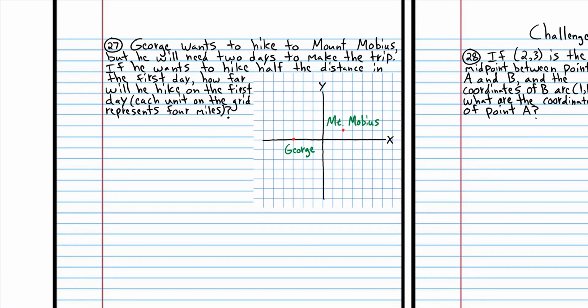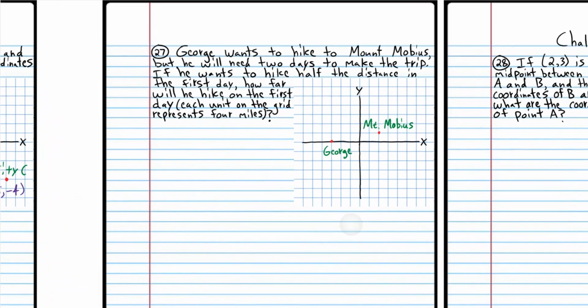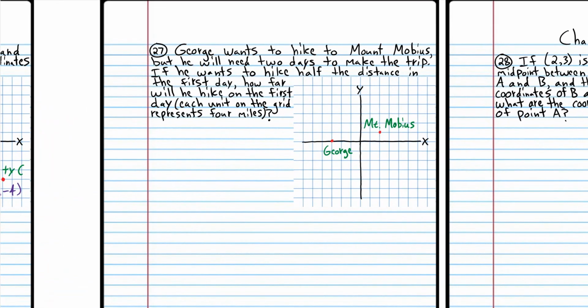This is just a short problem here, kind of a variation of the problems that we've done. George wants to hike to Mount Mobius, but he'll need 2 days to make the trip. If he wants to hike half the distance in the first day, how far will he hike on the first day? So we're looking for the distance between George and Mount Mobius, but we only want half the distance.